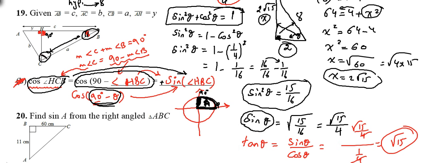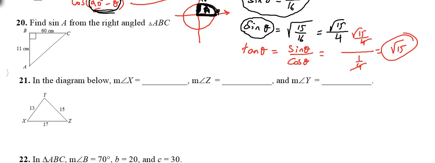All right, let's do number 20. Find sine A from the right angle triangle, which is ABC. Right triangle, we need the hypotenuse for the sine, so I need to find the hypotenuse. Let's say it's H. Hypotenuse H squared equals the sum of the squares of the other two sides. This is the Pythagorean relation. So it's 11 squared plus 60 squared, so it is 121 plus 3,600. This means it's equal to 3,721. This is H squared.